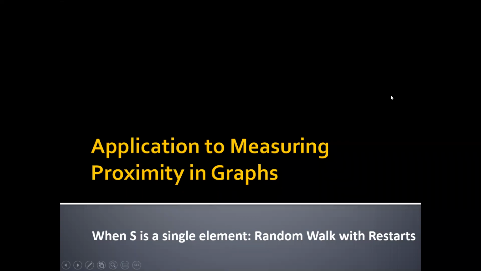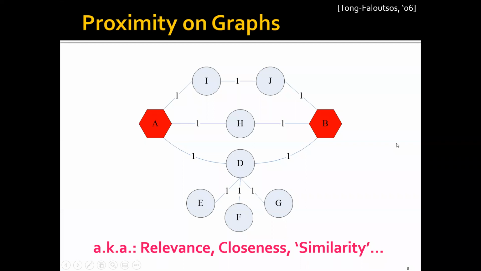Now that we know how topic-specific PageRank works, let's see how we can apply this to measure proximity in graphs. This is related to topic-specific PageRank when the teleport set S is a single element, and sometimes it's also called random walk with restarts. Let's say that we want to measure the proximity or relevance or closeness, similarity between node A and B in some graph.